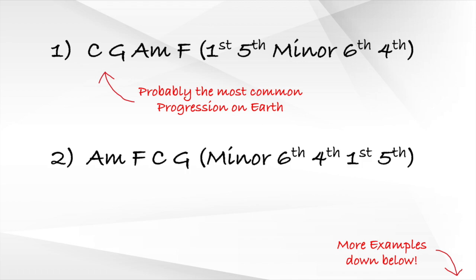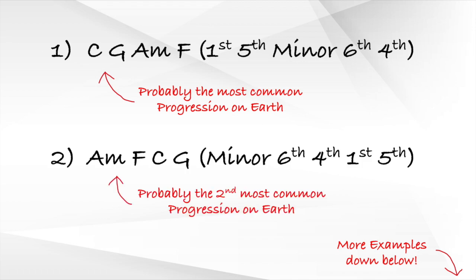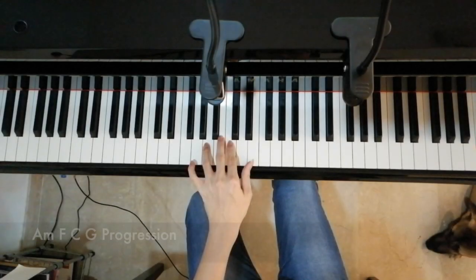The second progression we need to know is a close competitor with the first in terms of how often it's used, and goes minor 6, 4th, 1st, 5th, which translates to A minor, F, C, G in the key of C major, and here's how it sounds.